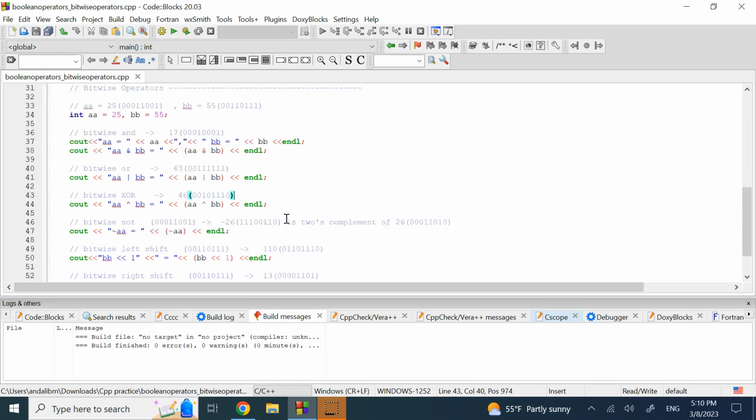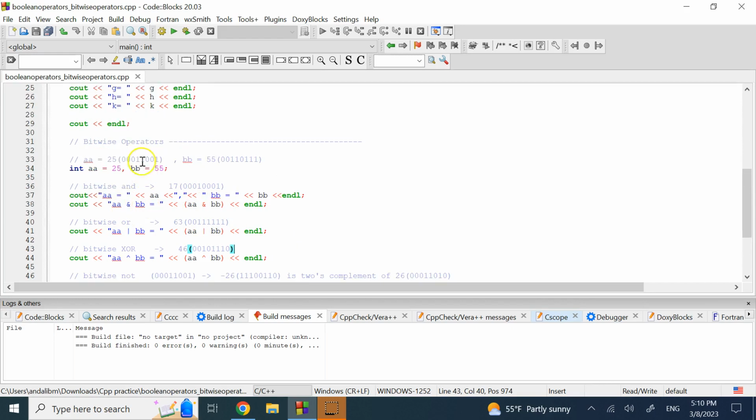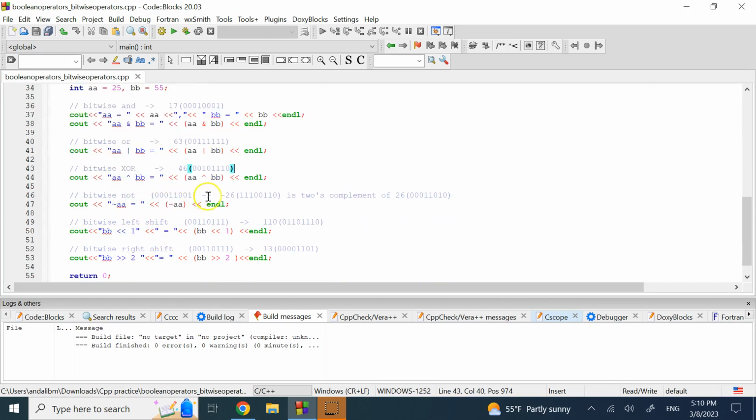For the sixth operator, we have bitwise not, which basically negates all of the 0s to 1s and all of the 1s to 0s. So for A, which is 25, when you negate it and make all 0s 1 and all 1s 0, the number is this, which is actually a negative number. It's going to be negative 26.